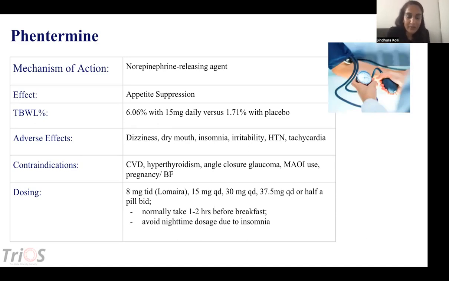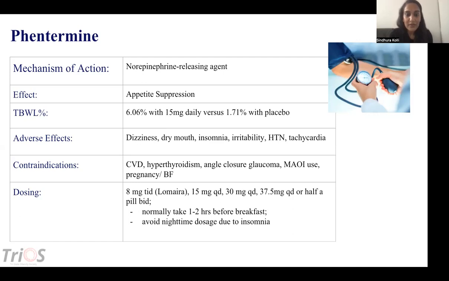So when we talk about phentermine, the mechanism of action is norepinephrine releasing agent, and it will cause appetite suppression. We see a total body weight loss of about 6% when patients are on the 15 milligram dose versus 1.71% with placebo alone. Adverse effects include dizziness, dry mouth, insomnia, irritability, hypertension, tachycardia, which is why we take baseline vitals, and why we screen for any past medical history of cardiac history.